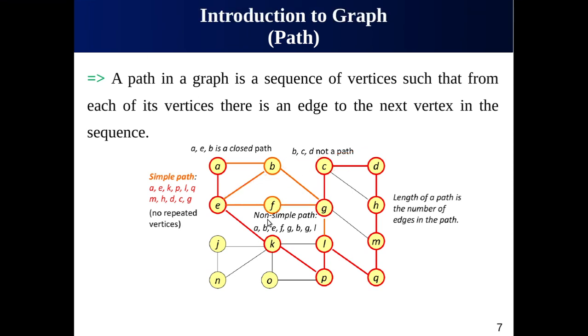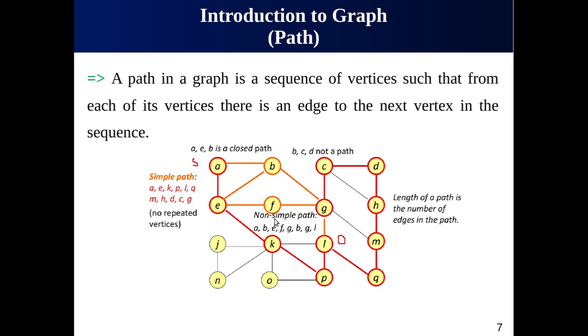Another concept is a non-simple path. A simple path is any path in which there are no repeated nodes or vertices. On the other side, if we have a repeated vertex, then it is known as a non-simple path. And the example is here. Suppose our source is A and our destination, the node where we want to reach, is L.